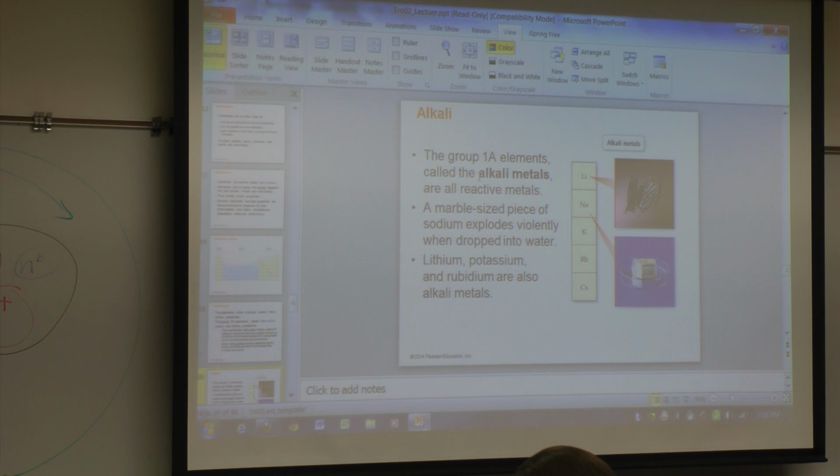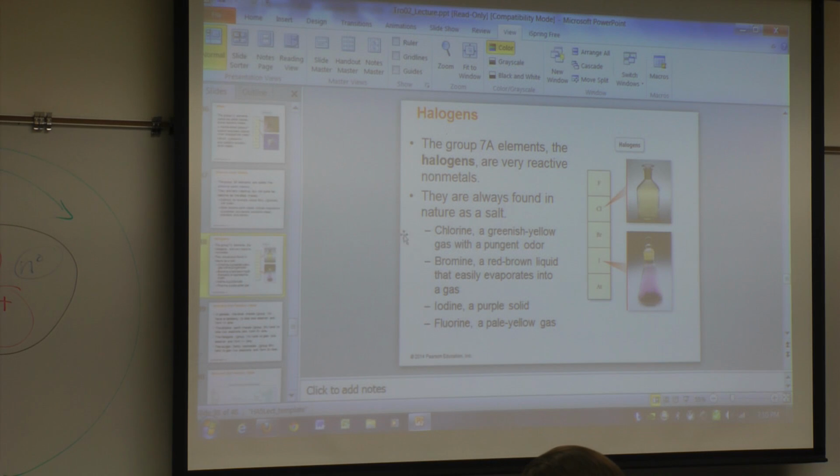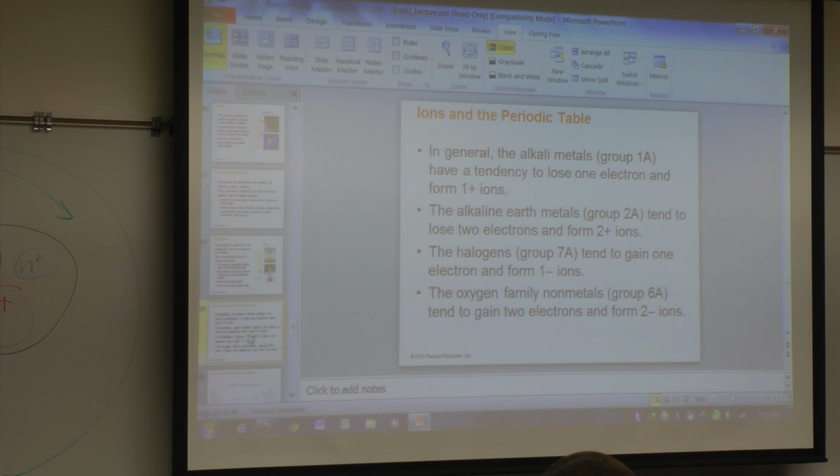Then we refer to group 1A as alkali metals, and group 2A as alkaline earth metals. So alkali, alkaline earth. And of course, group 7A are the halogens. And here's iodine and chlorine, and bromine is a reddish brown liquid that easily evaporates into a gas.